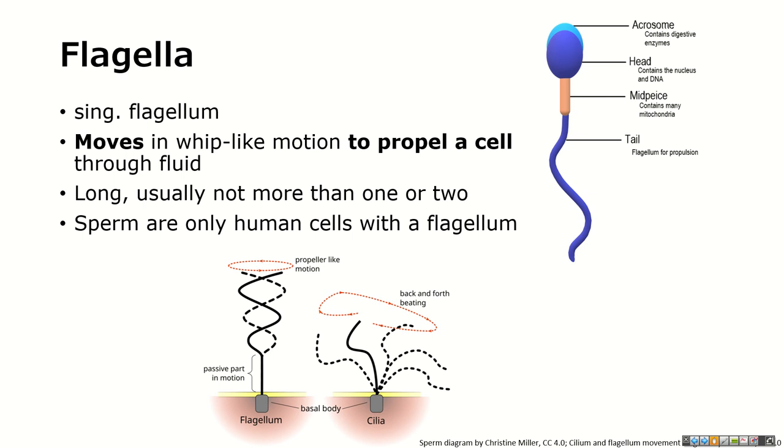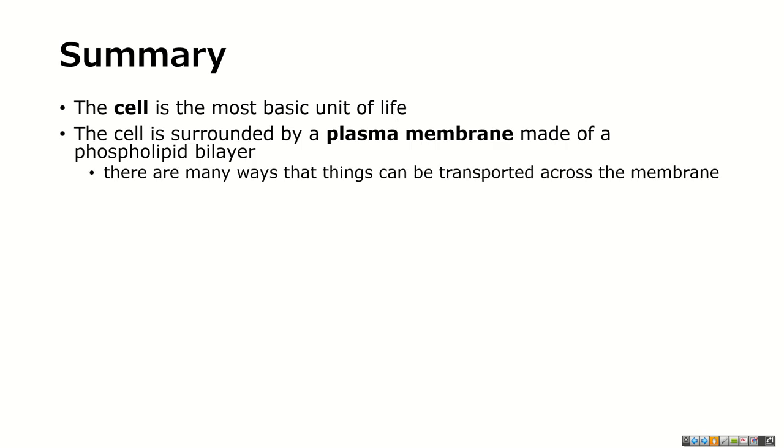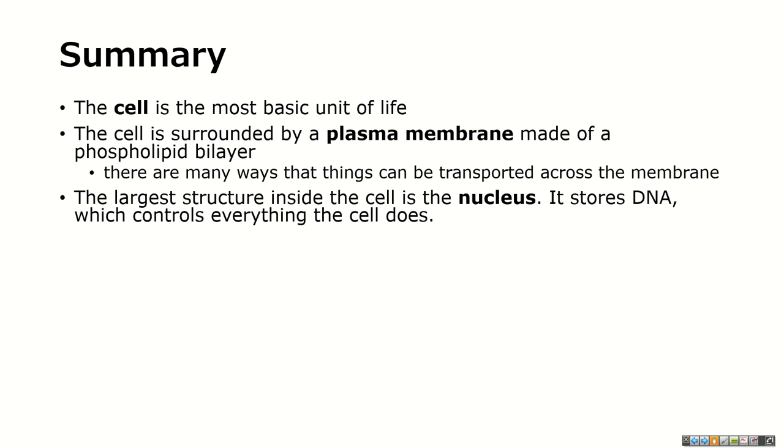All right, I'm gonna do a quick summary of the cell here in this video. So as you remember, the cell is the most basic unit of life, surrounded by a plasma membrane, and that plasma membrane is a phospholipid bilayer. And you remember that the head is hydrophilic and the tail is hydrophobic, right? There are lots of ways that things can be transported across a membrane, but not everything can be transported across the membrane. The largest structure inside most cells is the nucleus. That's where the DNA is, and that's what controls what goes on in the cell.